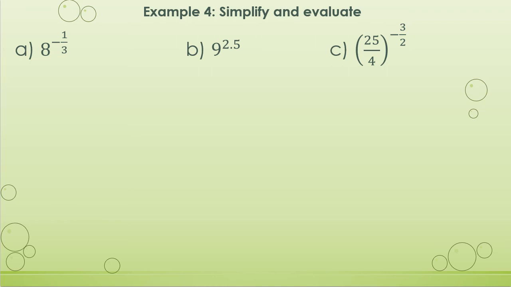Example 4, simplify and evaluate. So again, a mark or two for showing your steps, a mark for you punching it into your calculator. 8 to the negative 1/3. That's negative. Flips it. Becomes 1 over 8 to the positive 1/3. With our newfound knowledge, that is 1 over the cube root of 8. The cube root of 8 is 2, so that's 1 over 2.